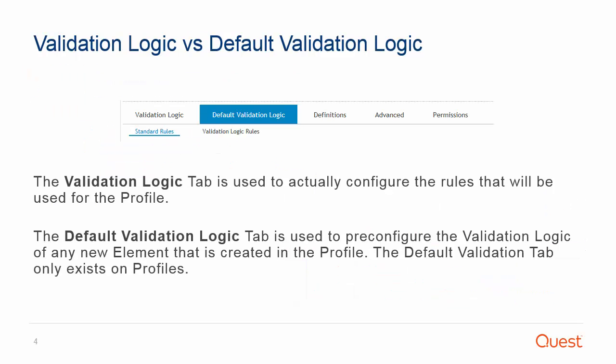There are two validation logic tabs on profiles: validation logic and default validation logic. These two different tabs are often a source of confusion when new to configuring Desktop Authority's validation logic. The validation logic tab is used to actually configure the rules that will be used for the profile. The default validation logic tab is used to pre-configure the validation logic of any new element that is created within a profile. The default validation logic tab only exists on profiles.